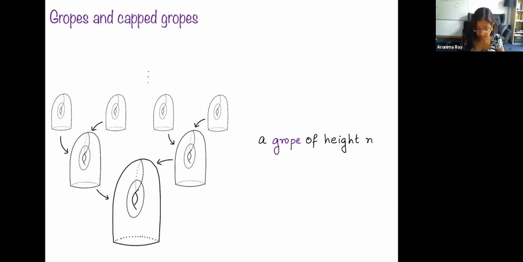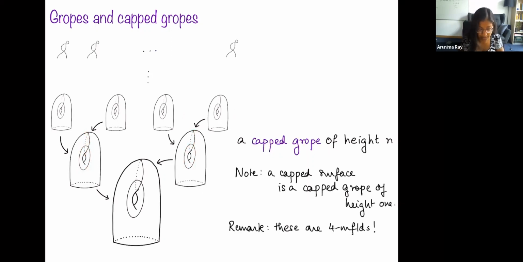And then I don't have to stop there. I can take a symplectic basis of curves for the top layer of surfaces, whatever that is, and I can glue onto those some disks with self-intersections. I don't know how many I need, but however many curves there are in my symplectic basis, I just cap them all off with this. So this should strike you as being slightly familiar. This object is called the capped grope of height n. N is the number of surfaces that I've used. And note, you've seen these before, a capped surface is just a capped grope of height 1.